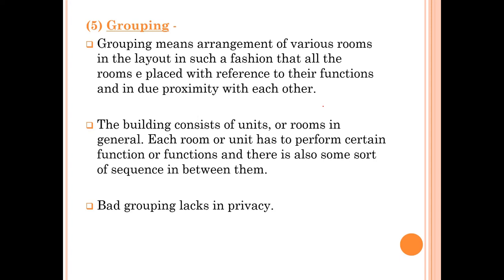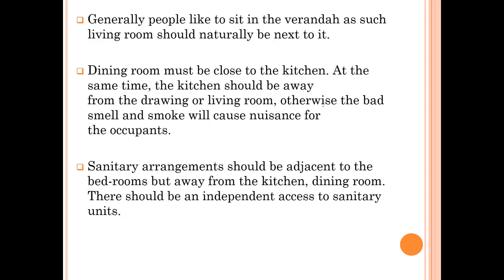Actually, in grouping, we have to place the rooms which are dependent on each other. Generally people like to sit in a veranda, as such the living room should naturally be next to it. So the living room and veranda should be kept nearer to each other. Then the dining room must be close to the kitchen. At the same time, the kitchen should be away from the drawing hall or living room, otherwise the bad smell and smoke will cause nuisance for the occupants.